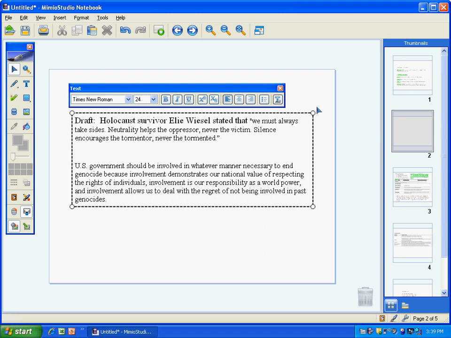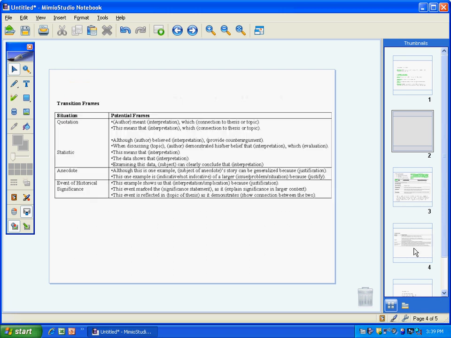Now I need to transition from my quote to my thesis. And so the way that I'm going to do that is I'm going to look at possible frames to use in that transition. Note that I just told you we want to interpret for the reader what the quote means and how it fits into our paper. And so I look at the top two potential frames as being possible frames for use. Notice that I can use frames that say the author meant and then what the author meant and then show the connection to the thesis. Or I can say this means that. I think in this case I want to refer back to my author's name. And so I'm going to use the first frame.